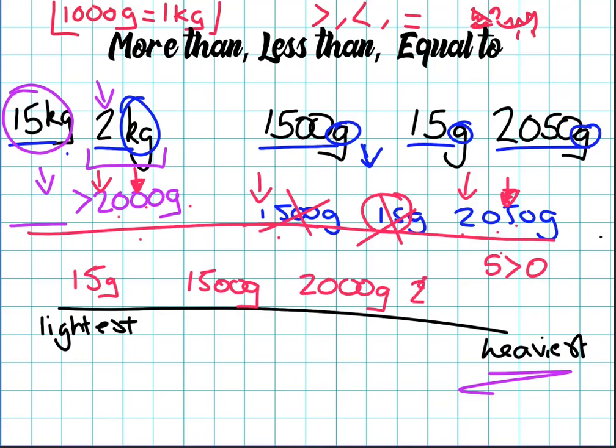I then have to have a look. I've got 2,050 and 15 kilograms. Sorry, 2,050 grams and 15 kilograms. And I said before that 15 kilograms had to be a lot bigger than 2,000 grams. 2,050 grams is not a lot bigger than 2,000 grams. So I would argue, or I would make the connection that 2,050 grams had to be next, and then 15 kilograms would have to be the heaviest.